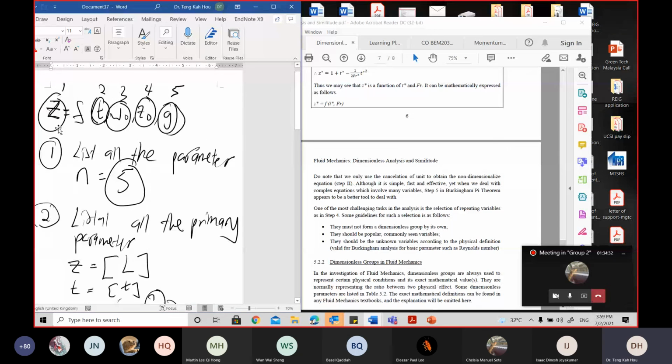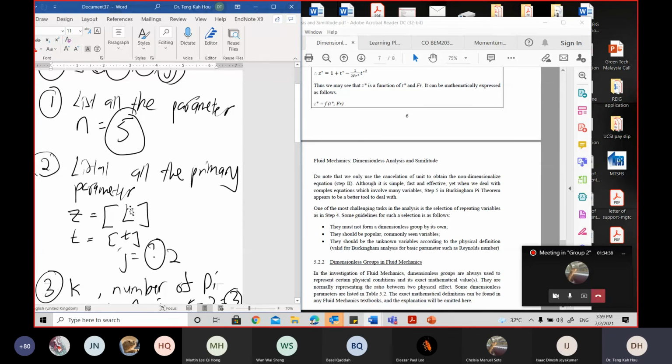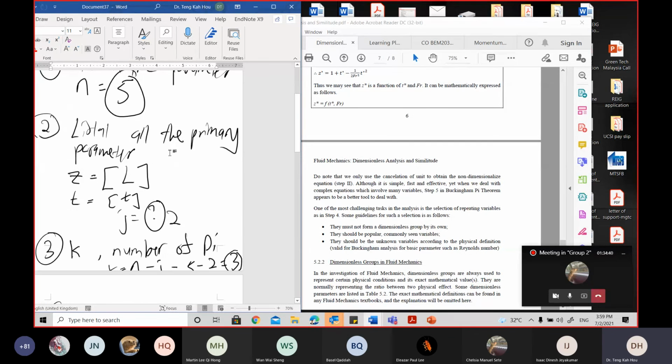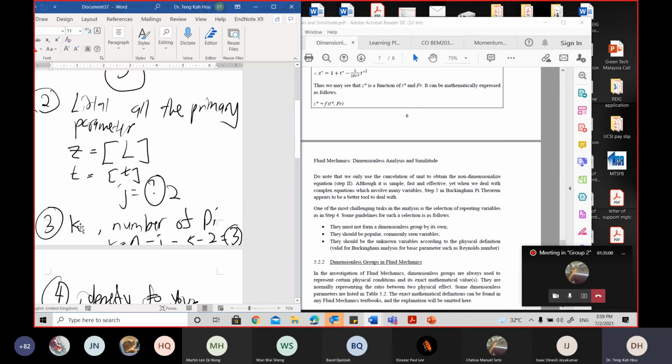Summarize. First steps, identify how many parameters, 1, 2, 3, 4, 5. Second steps, list down all the primary parameters and identify the J. What is how many of the repeating primary? For example, in here you got L and T, of course only 2. But if you got L, M, and T, of course this J will become 3. And third step, find the number of pi, which is a K value.